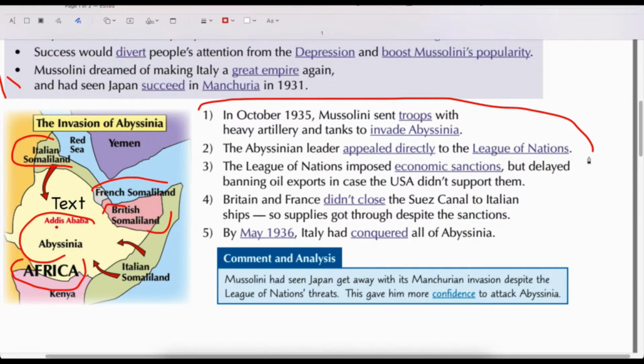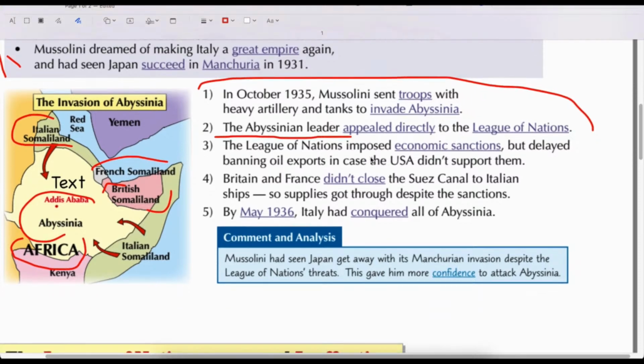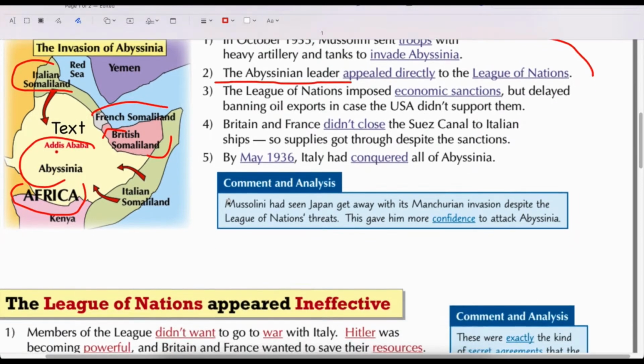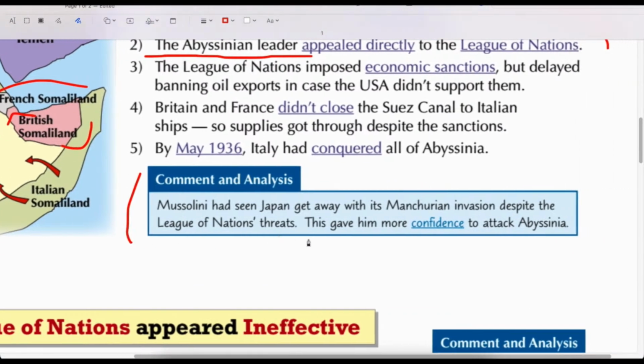Okay, just one piece of info for you about the Abyssinian leader. I'm going to leave an extra video here, in which you will learn the name of that leader, what he was like, and what he actually said, because he appealed directly to the League of Nations. Actually, he made a speech. So please watch that video to see how wonderful it was and how terrible the situation was. There is a comment down below, so just follow me.